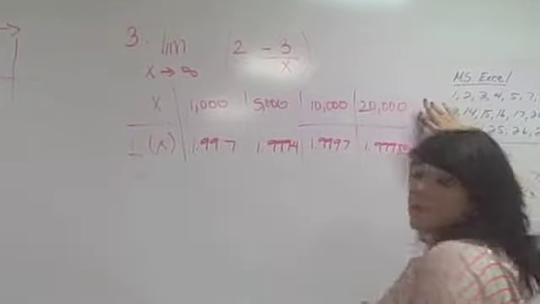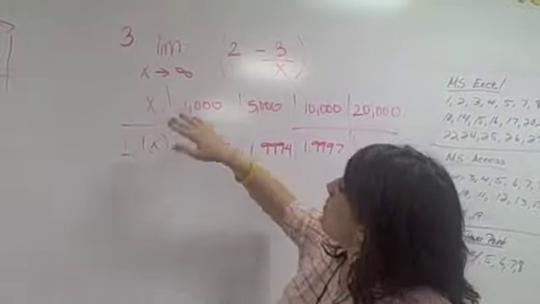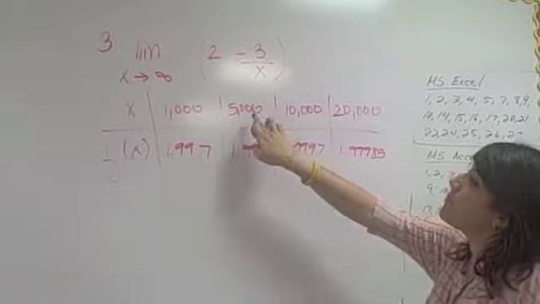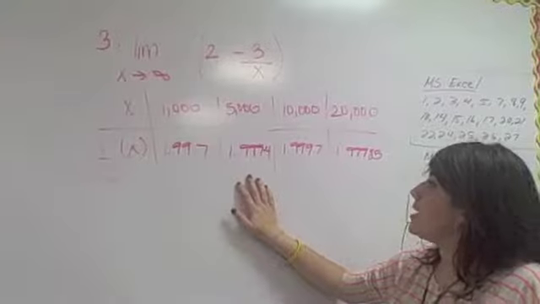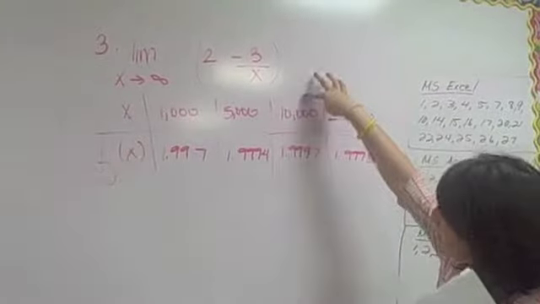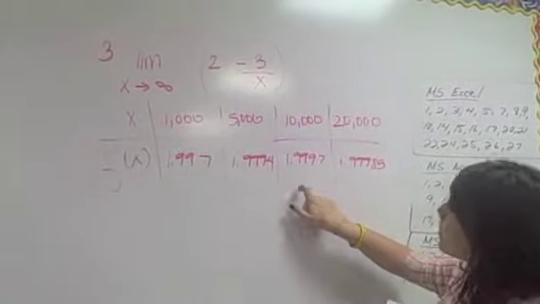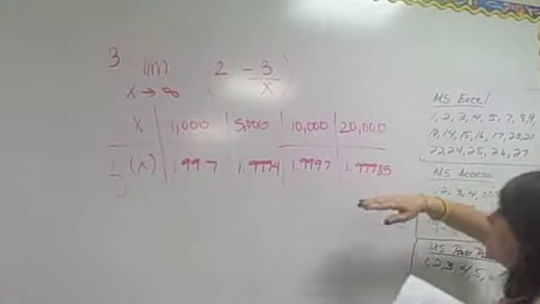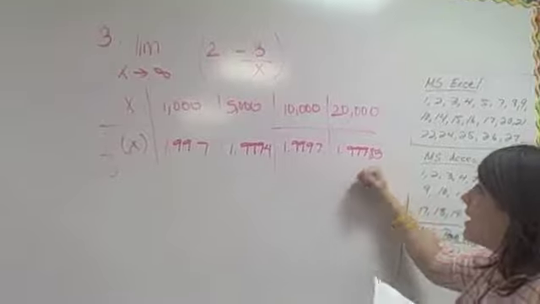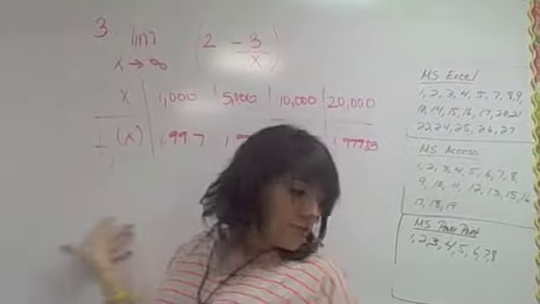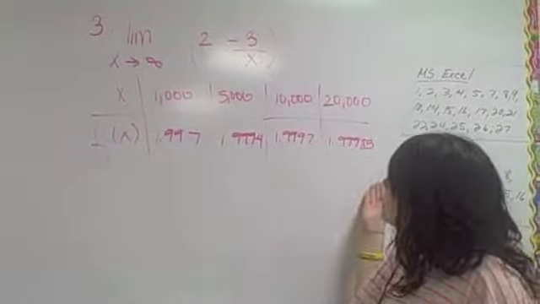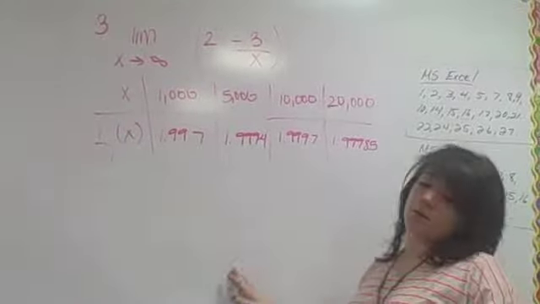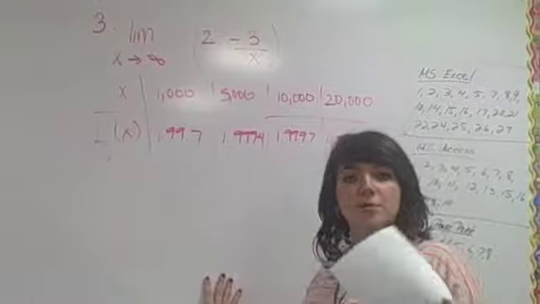We use big numbers as our input. Input 1,000, it gives us output 1.997. Input 5,000, it gives us 1.9994. Input 10,000 gives us output 1.9997. Input 20,000, it gives us output 1.99985. And I don't have my marker to write it on the board, but we can see that all our outputs cluster around 2, so our limit for my third problem is 2.